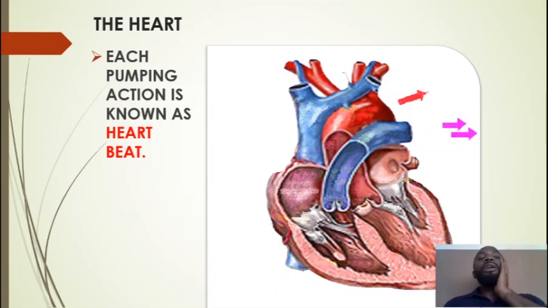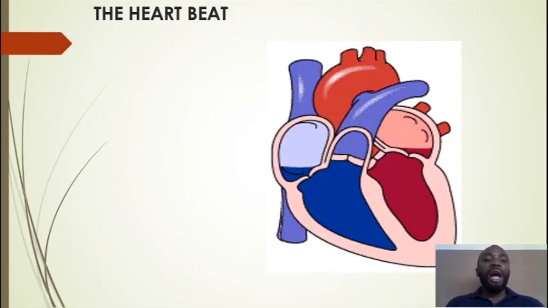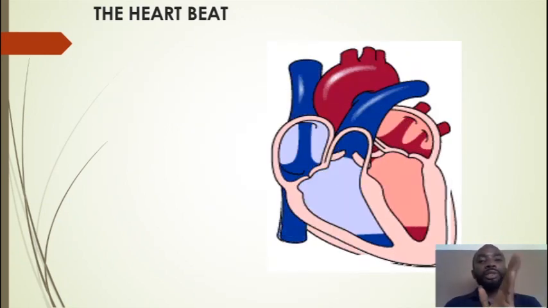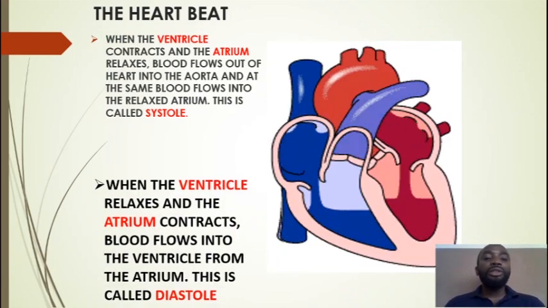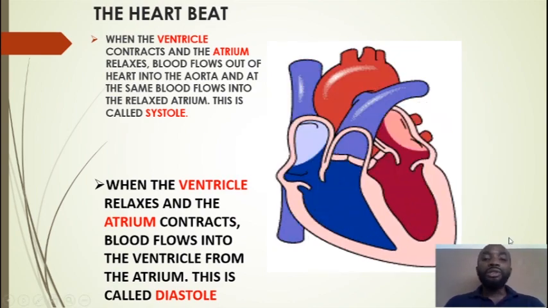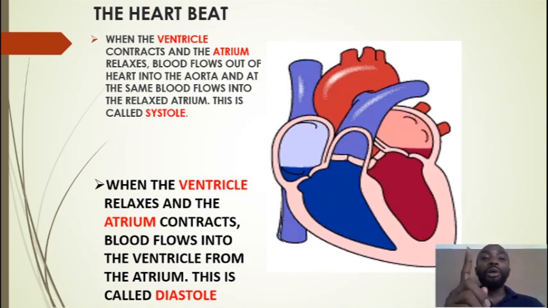Okay, now each pumping action of the heart is known as the heartbeat. I told you that the function of the heart is to pump blood, is it not? So when you place your hand on the heart and you hear boom, boom, boom, that is the heartbeat. That is the pumping action of the heart. And this pumping action involves 2 processes, the systole and the diastole. These are the 2 things that make up the heartbeat.